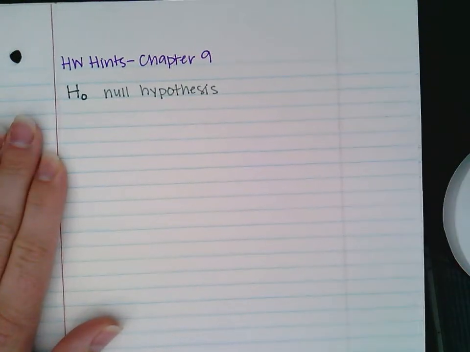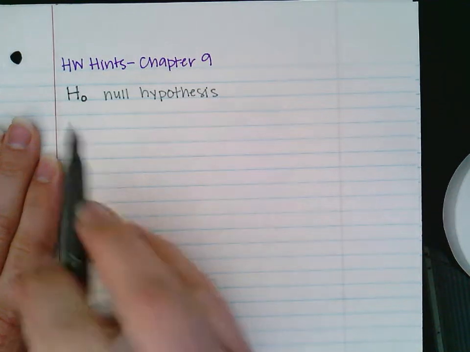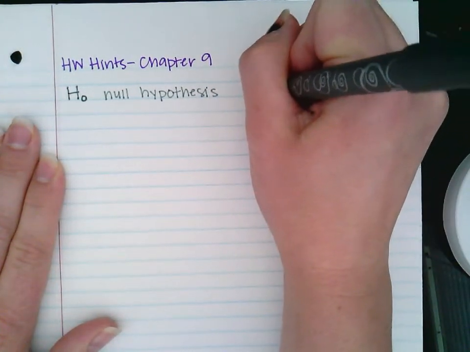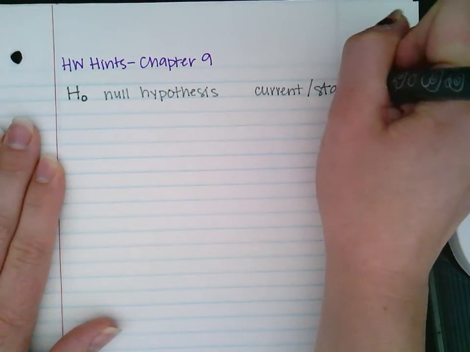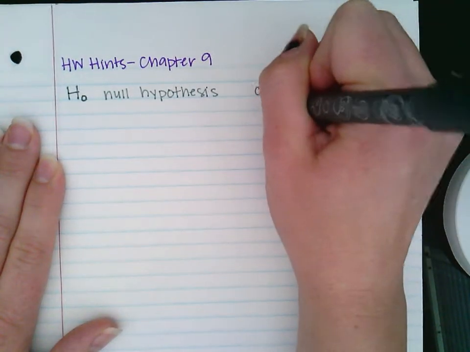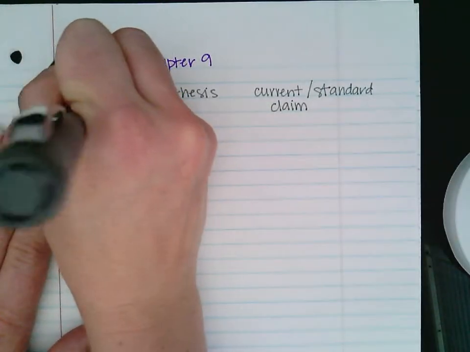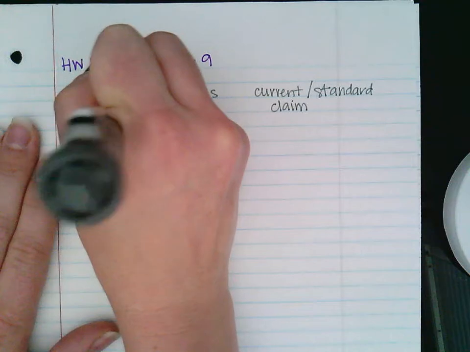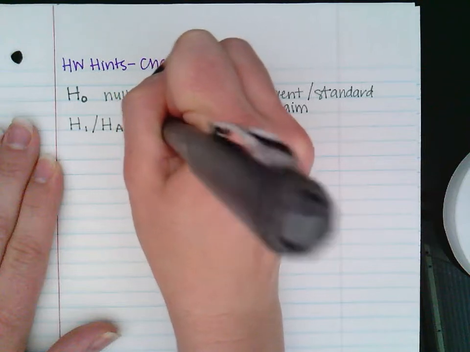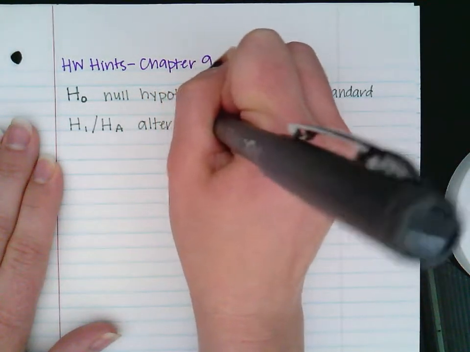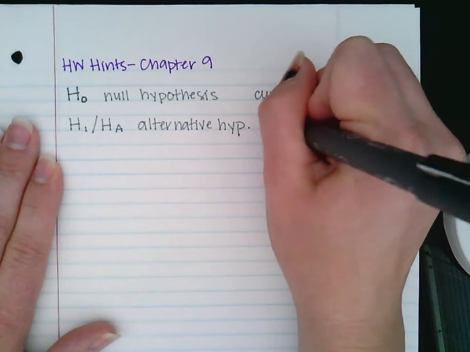The null hypothesis, which we note as H0, is going to be the current situation, or current standard, or the current claim. H1, which can also be written as HA, is our alternative hypothesis. And this is what we are trying to prove.